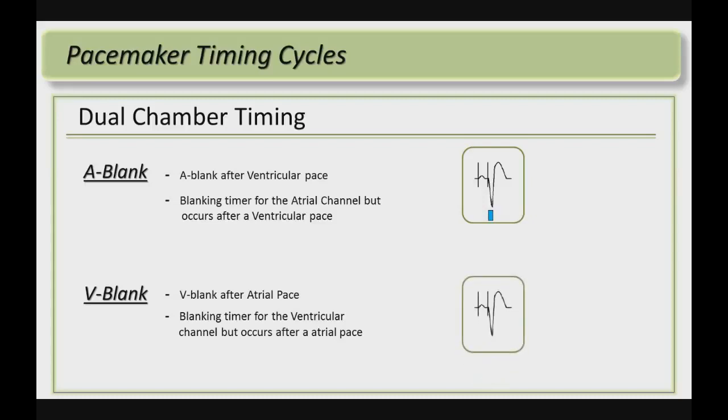Here we see the same AV sequential paced beat. This time, we have our V blanking timer start with the atrial pace, extending out a short period of time where the sensing amplifiers in the ventricle are turned off so we don't oversense any atrial pacing on the ventricular lead. We only have A blank and V blank timers for when we pace in the other chamber.